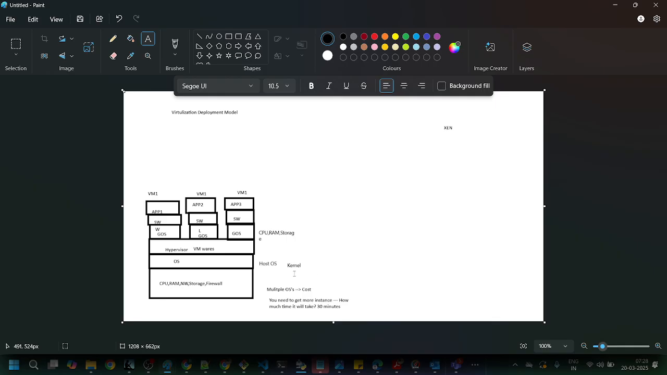So the host OS has a kernel, and we install a guest OS. Each guest OS also has its own kernel, just as the host OS has a kernel.